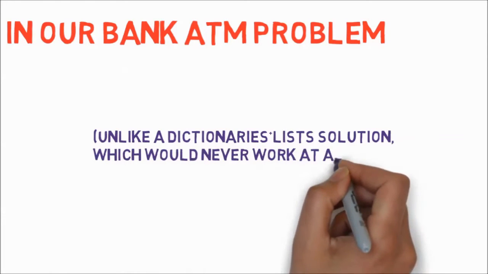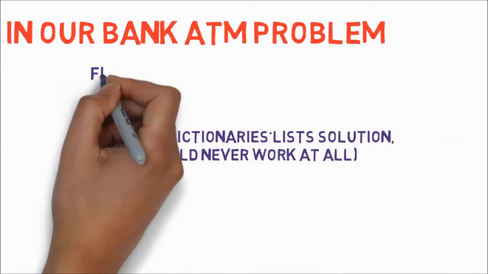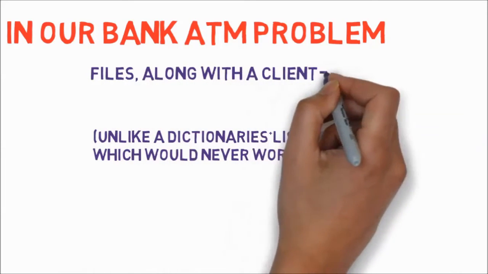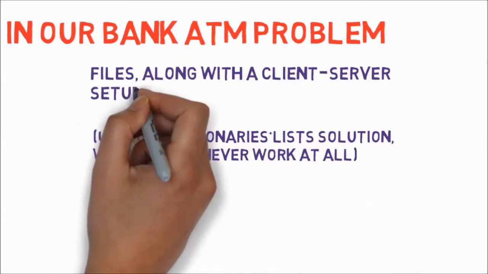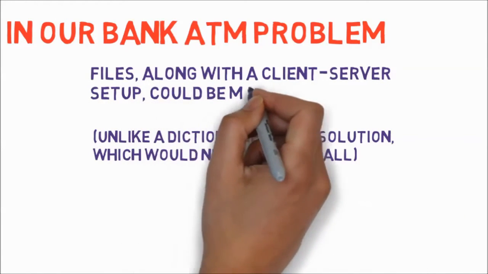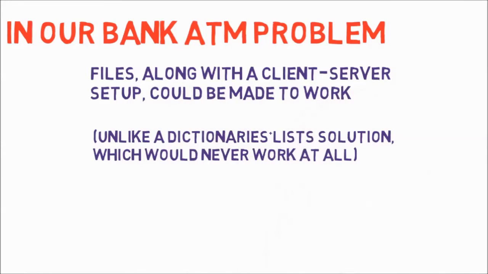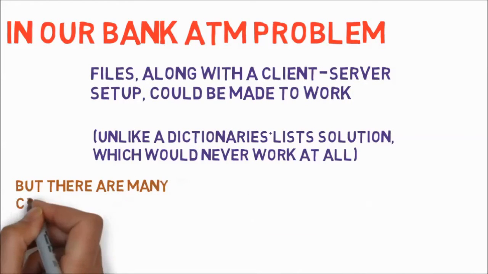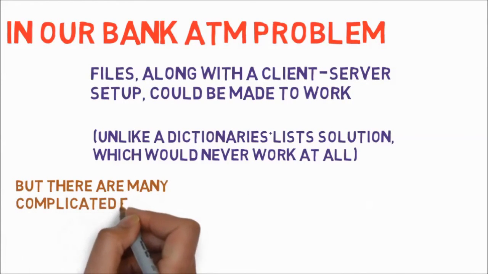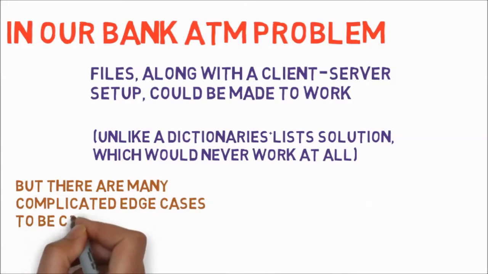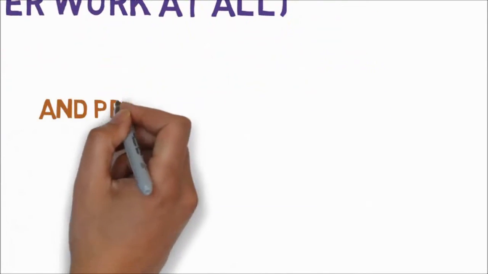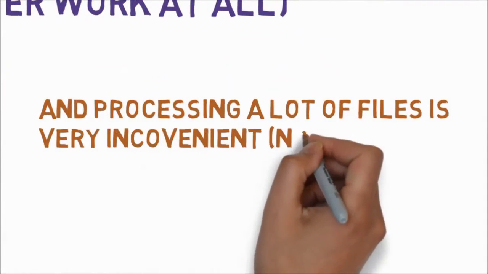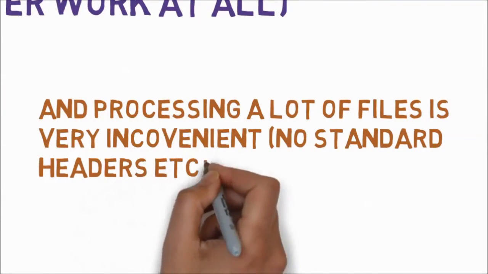Now, unlike a dictionaries plus list solution, which we already decided would never work at all, files along with a client and server model could work. It could be made to work, but there are a lot of edge cases to be considered, and the program could become really complex, and there would still be some uncertainty in how things would play out. Not just that, it's just not very convenient to process a lot of files with different headers, and it would make the program really cumbersome as well as not elegant.